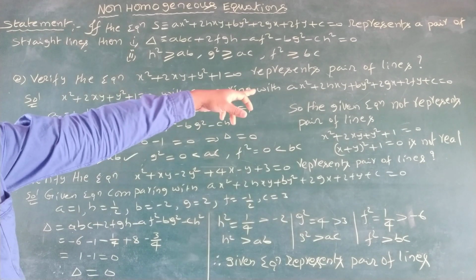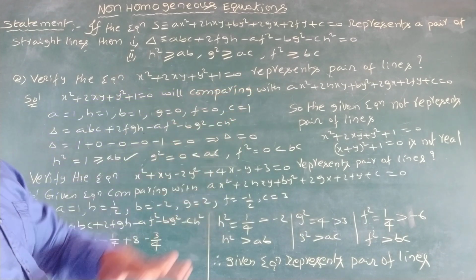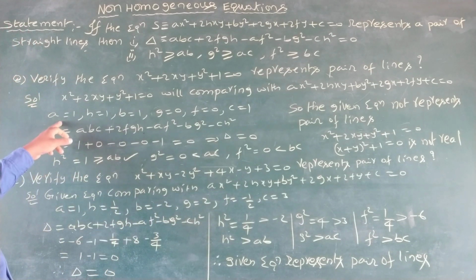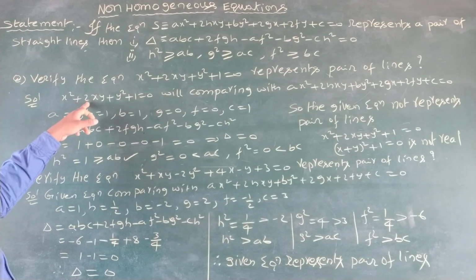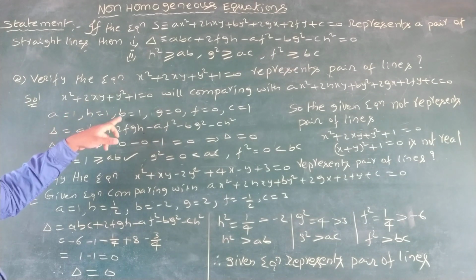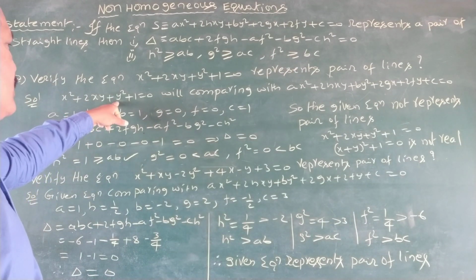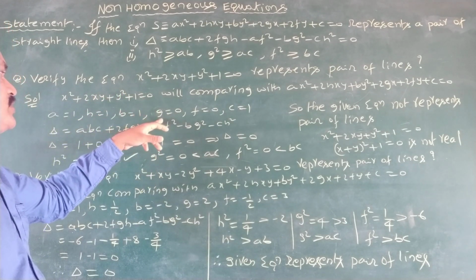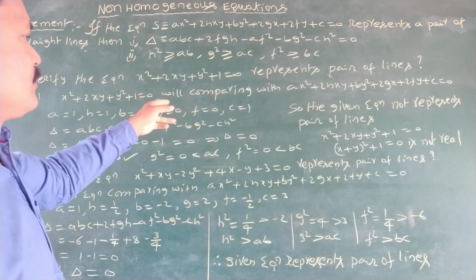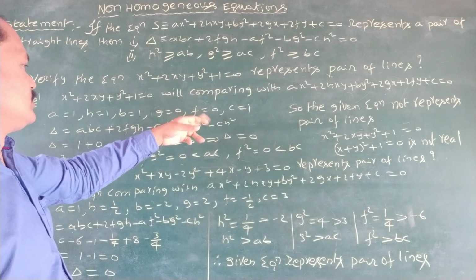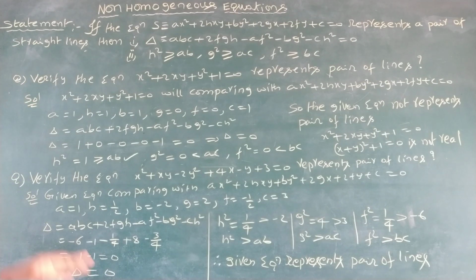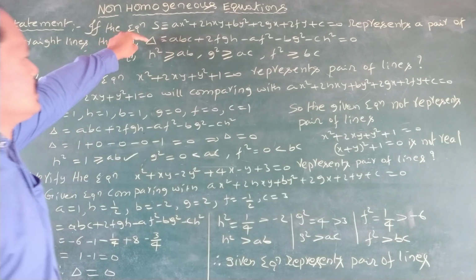We will be comparing with the equation ax square plus 2hxy plus by square plus 2gx plus 2fy plus c is equal to 0, where a is 1 and h is half of the coefficient of xy, that is 1, and b is the coefficient of y square, 1. There is no x term, so g is 0, and there is no y term, so f is 0, and c is a constant, 1. That's all.